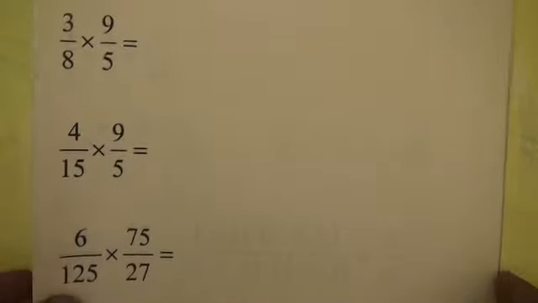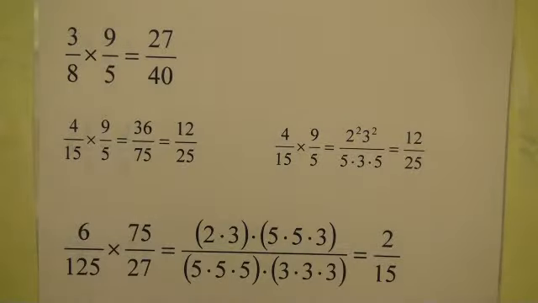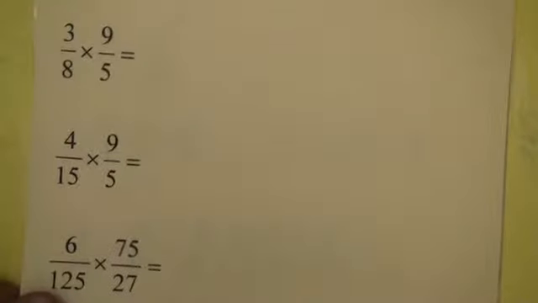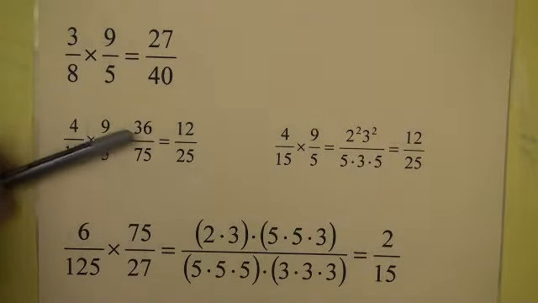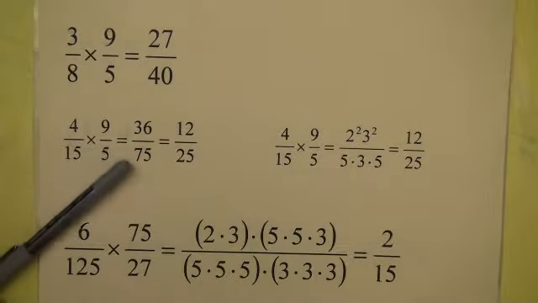Here are the solutions. In the first example, we're going to multiply straight across. 3 times 9 is 27. 8 times 5 is 40. That's it. In the second example, there's 2 ways to do this problem, 4 over 15 times 9/5. You could multiply across and get 36 over 75. Then reduce the fraction by dividing both the numerator and denominator by 3 to get 12/25.